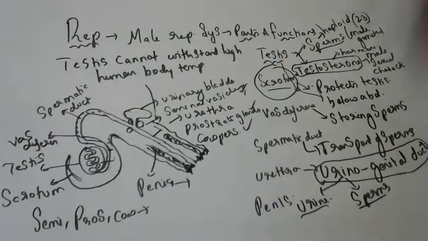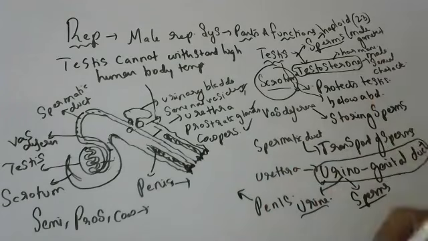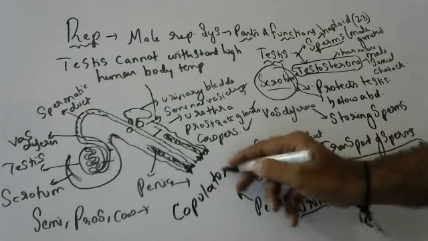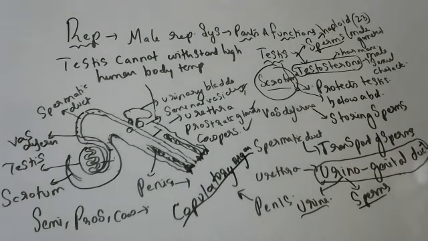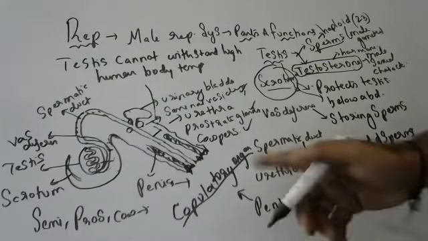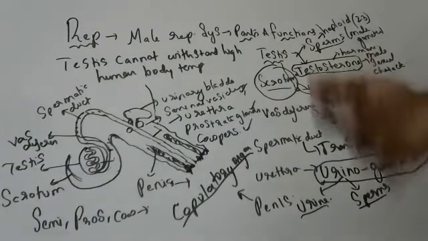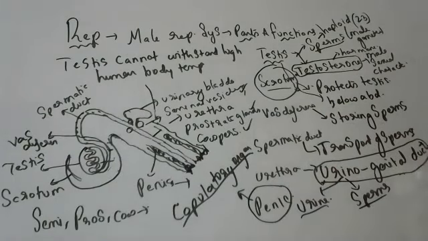Don't forget, children, it is a very sensitive structure. Since it is very sensitive, it is protected by a muscular organ called penis, and penis is a copulatory organ. What does copulatory organ mean? It helps in sexual intercourse between male and female. Penis is a muscular organ, and during puberty it becomes enlarged. Whenever blood flow is more it becomes erect, and whenever there is less blood flow it will be normal. During sexual intercourse it becomes erect and is used in copulation.